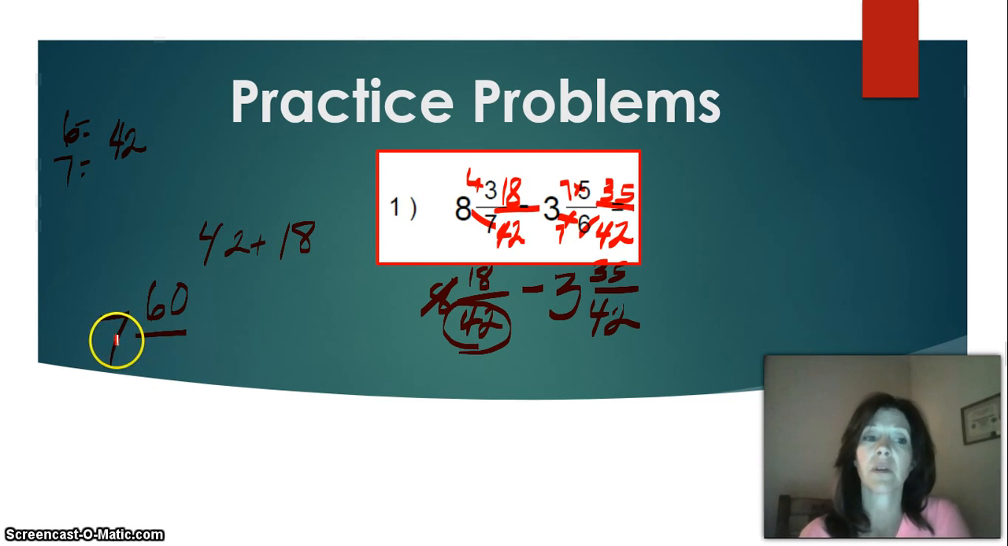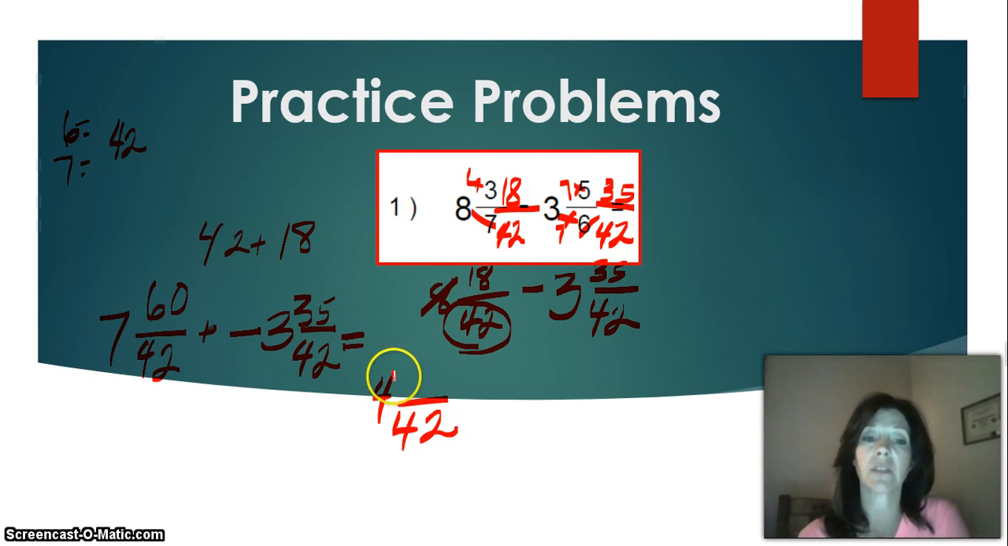So now you have 7 and 60/42, minus, and the second fraction does not change, 3 and 35/42. Now you can subtract. 7 minus 3 is going to be 4. Your denominator stays the same, and 60 minus 35 is 25. So 4 and 25/42 is your answer.